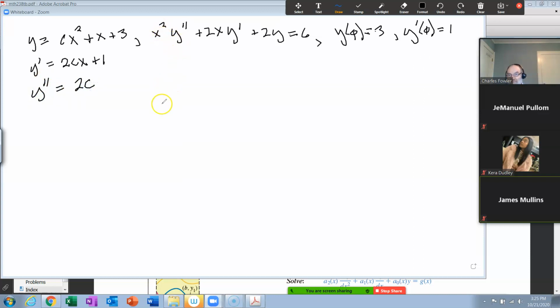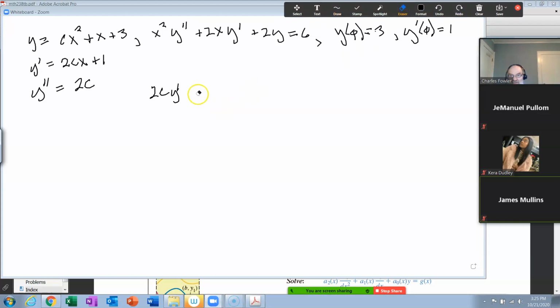Okay, now let's multiply this. y double prime is 2c, that would be 2c times x squared, and I forgot my x, and I wrote the wrong prime. I'm trying to find my eraser.